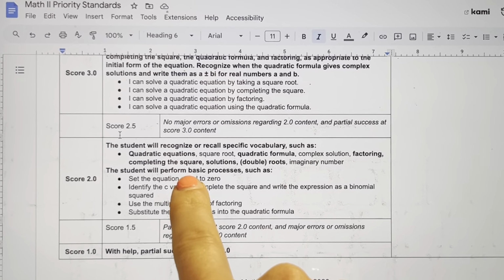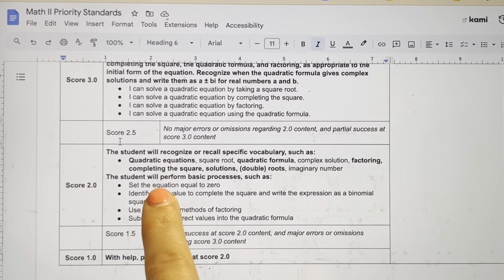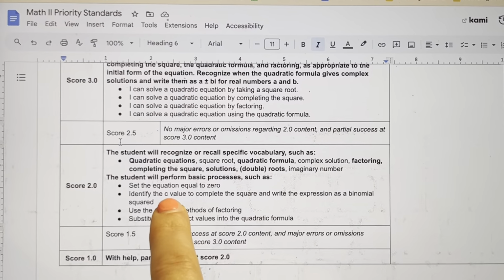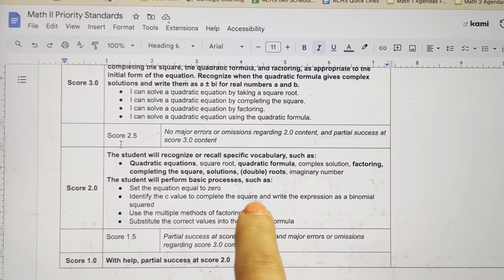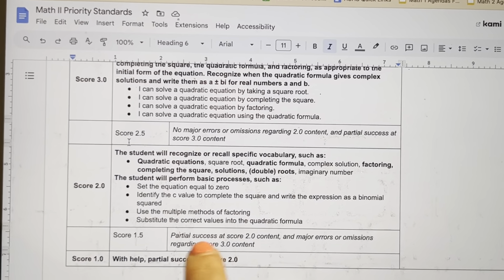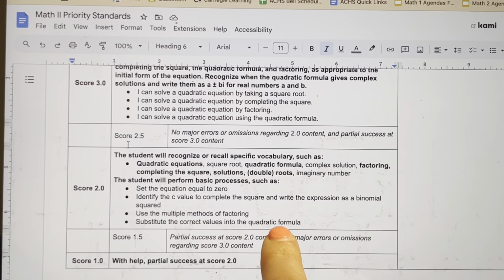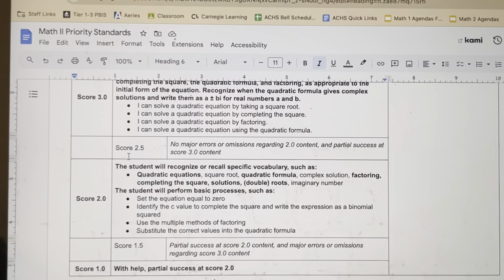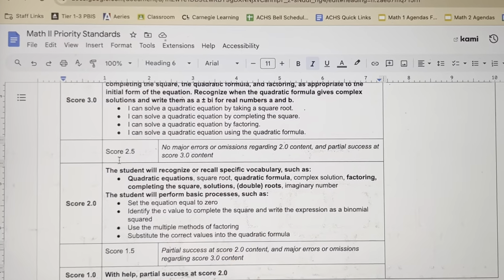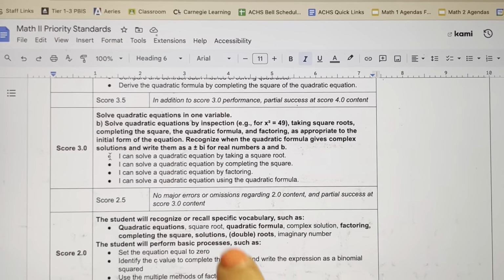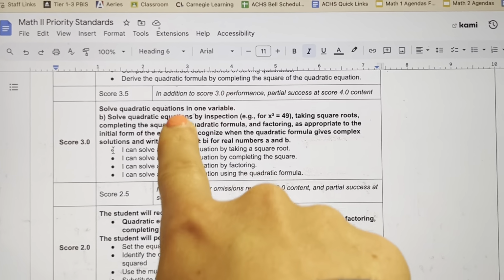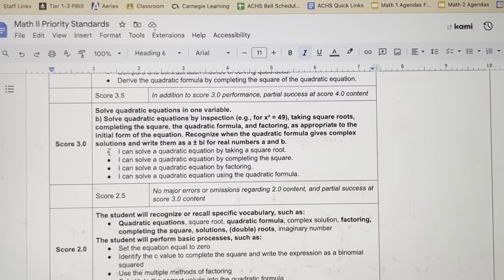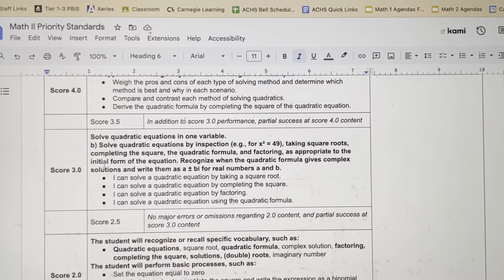So the basic processes are setting the equation equal to 0, identifying the C value so you can complete the square, methods of factoring, and learning the quadratic formula. I knew when I left that this would not be perfect. I also know that many of you have it in you to know how to do this, at least on a basic level, receiving a 2, a 2.5, or a 3.